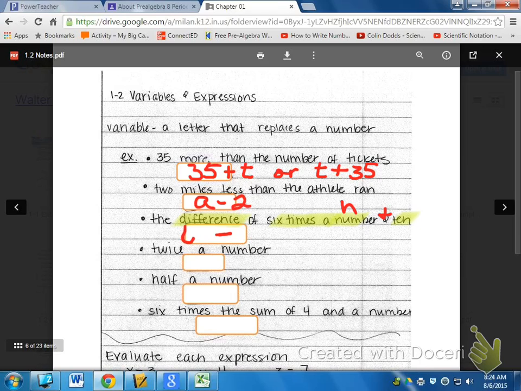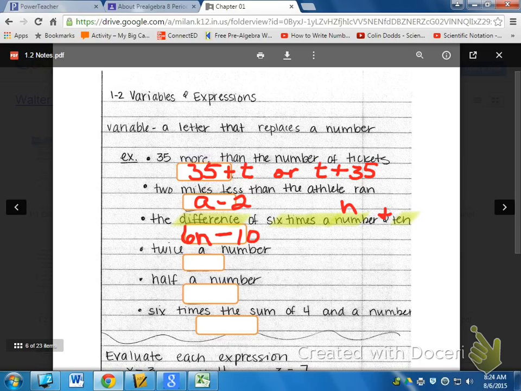So what would that look like? Yes, and when we have variables 6 times n, you write literally 6n side by side, and that means 6 times n. 6 times a number. So it's the difference of 6 times a number and 10. So 6n minus 10. That's probably the trickiest one so far. 6n minus 10. Any questions about that one? Awesome.